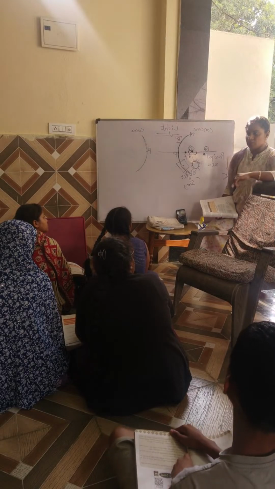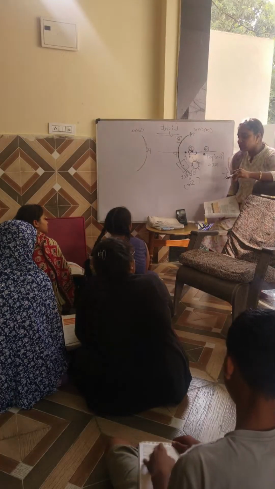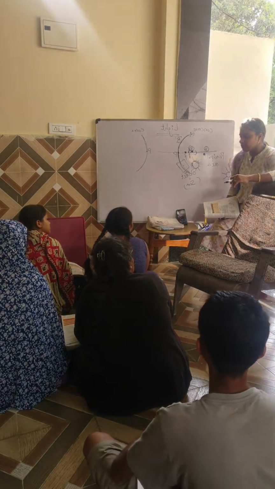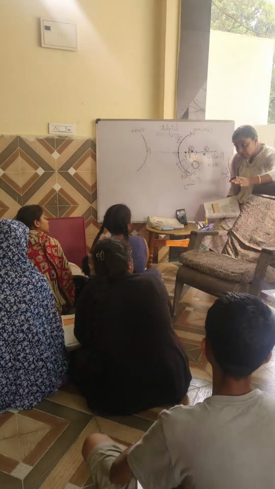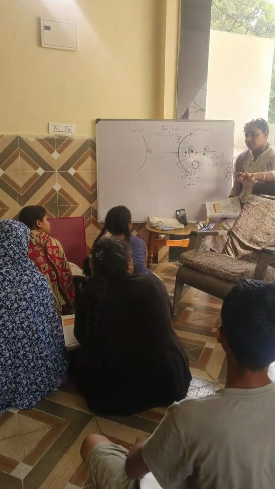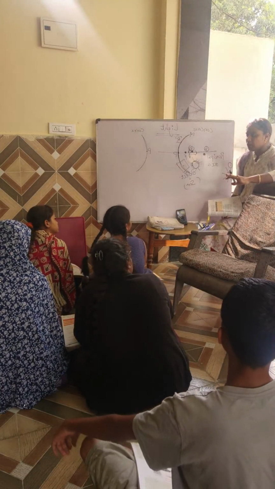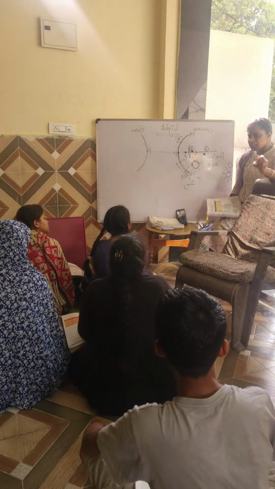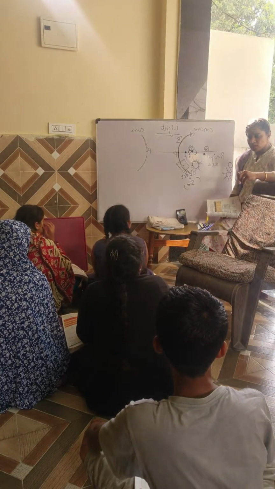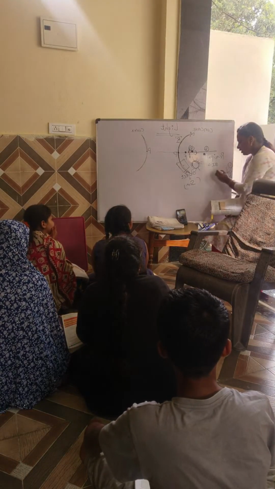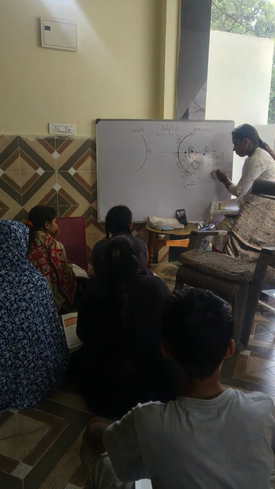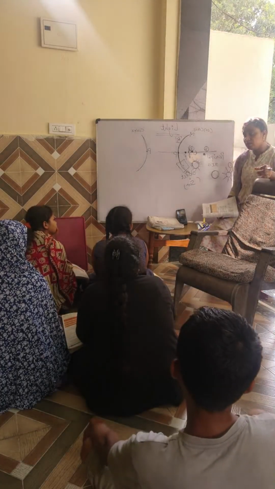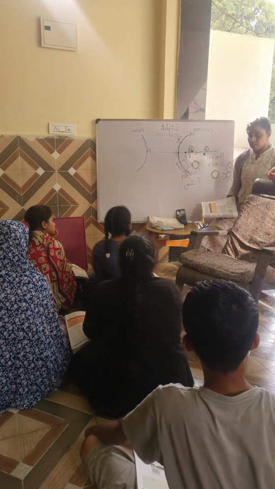If you place the object at C, the position of the image is at C only. The size of the image is the same. The image will form the same size as the object. It is not point size. Suppose you keep an object like this, the same size you will observe in the image also.